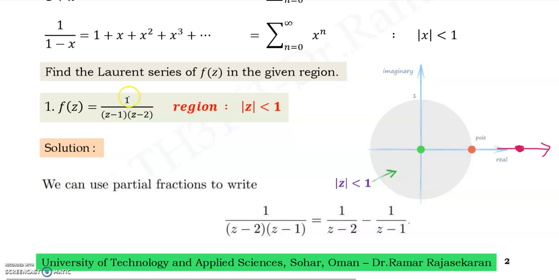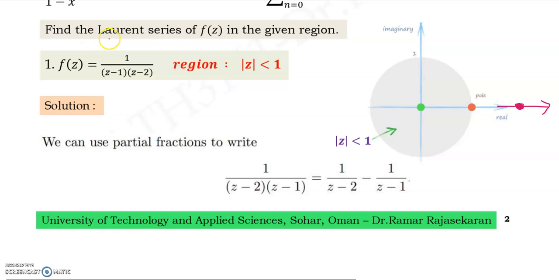In the given function, we have 1 over (z minus 1)(z minus 2), which means z equal to 1 is a pole and z equal to 2 is also a pole. Okay, so what is our question? Find the Laurent series. How to find the Laurent series? First, apply partial fractions to the given function. If you apply partial fractions, we get 1 over (z minus 2)(z minus 1) equal to 1 over z minus 2 minus 1 over z minus 1. After applying partial fractions you will get this.